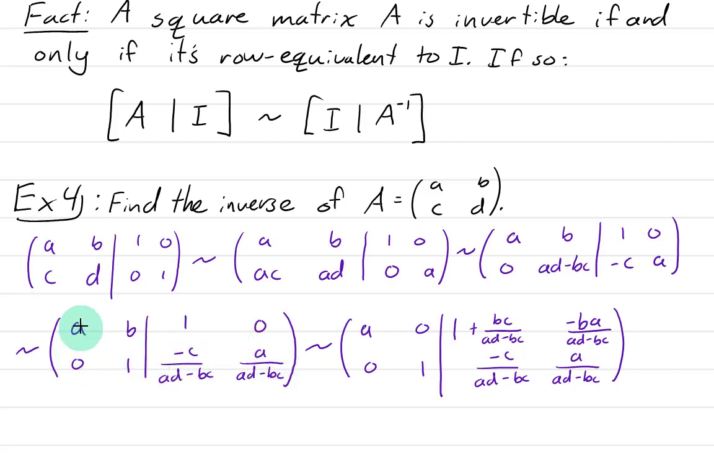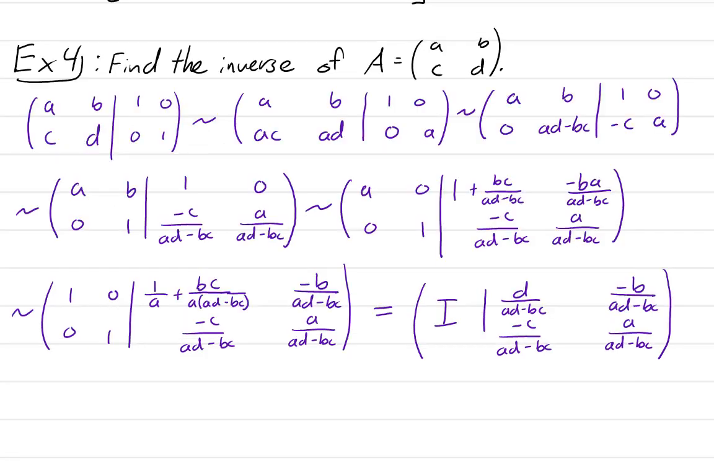Of course, the 0 here, 0 times anything doesn't do anything. Negative B times this fraction gives you plus BC over AD minus BC. And over here you have a negative BA divided by AD minus BC. And then we're just going to divide this whole thing by A, or scale the first row by a factor of 1 over A. So it gets a little messy.